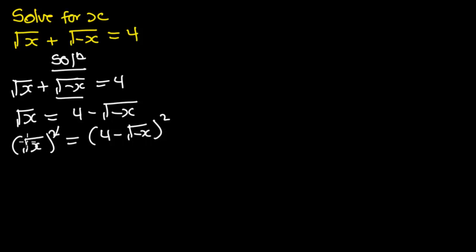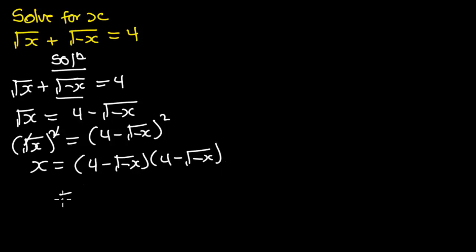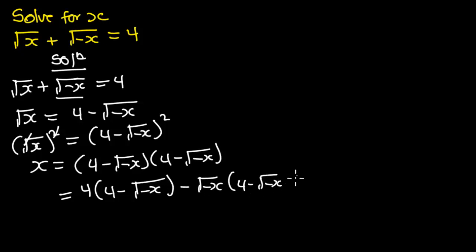And so from here, the square will cancel the square root. So you are going to have x equal to, now you can rewrite this as 4 minus square root of x multiplying 4 minus the square root of minus x. Now you are going to have 4 into 4 minus the square root of minus x, minus the square root of minus x into 4 minus the square root of minus x. So from here, 4 into this bracket, we are going to have 16 minus 4 square root of minus x. And then here we are going to have minus 4 into the square root of minus x.